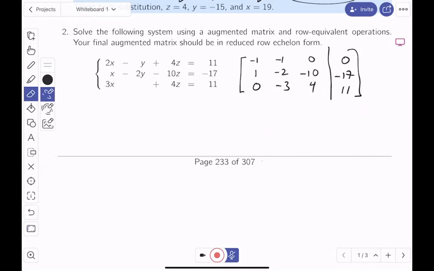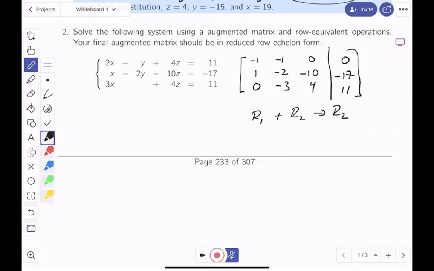You're going to make a lot of mistakes too, I'll tell you that. I don't know. Let's take a look at this. And I'm going to say row 1 plus row 2 and give it to row 2. Let's take a look at that. Minus 1, 0, 0, 1, minus 2, minus 10, minus 17. 0, minus 3, minus 10, minus 17.